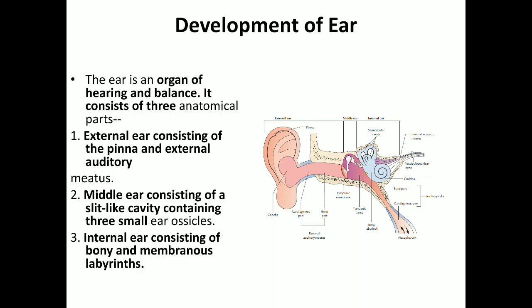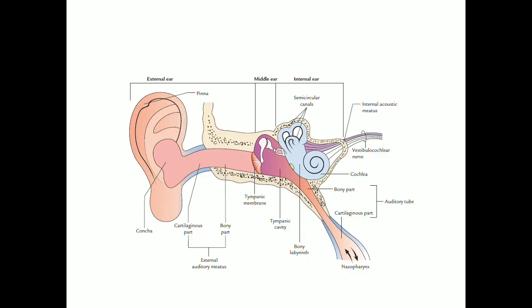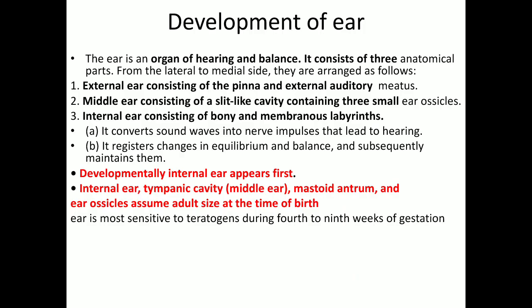Development of the ear. The ear is an organ of hearing and balance, and it consists of three parts: external ear, middle ear and the internal ear. The external ear consists of the external auditory meatus and the pinna, and the middle ear consists of a slit-like cavity which contains the ear ossicles and the muscles of the middle ear.